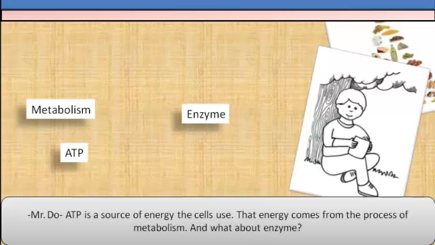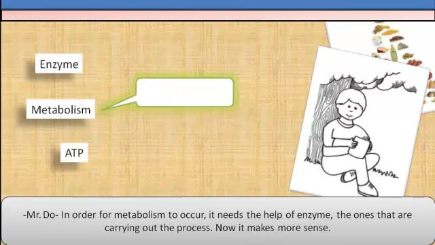ATP is a source of energy the cell uses. The energy comes from the process of metabolism. What about enzyme? In order for metabolism to occur, it needs the help of enzymes, the ones that are carrying out the process. Now it makes more sense.